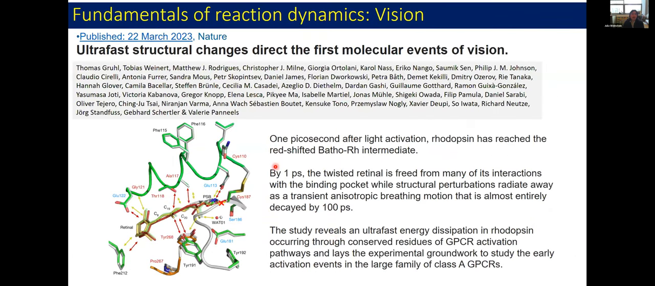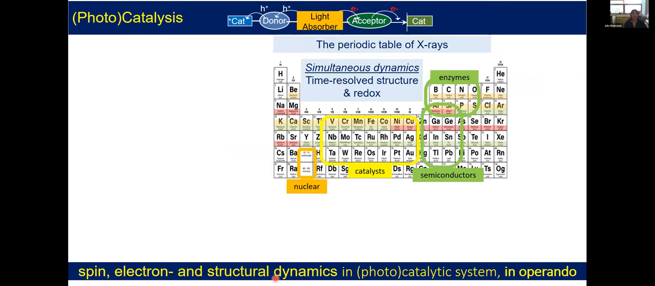As an example of how collaborative this field is, you can see an absolutely huge list of authors for the paper recently published in Nature on ultrafast structural changes directing the first molecular events of vision. Have a look, this is amazing, but this combines groups from almost all light sources that John listed in his presentation. So it has to be highly collaborative, and that's why we want to tell you about all the opportunities with the X-rays. What they've discovered is a really fast component, 1 picosecond, and then a slightly slower component, which is over by 100 picoseconds, in the primary events of vision. So finally, that's my last slide.